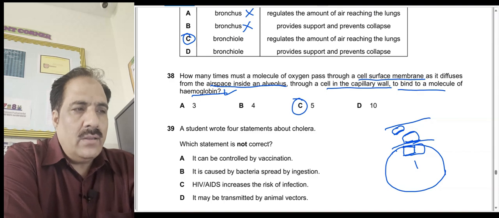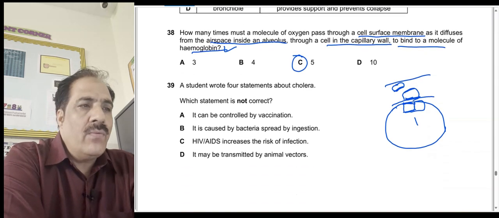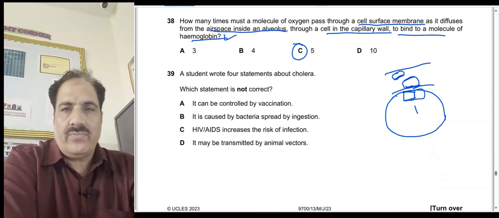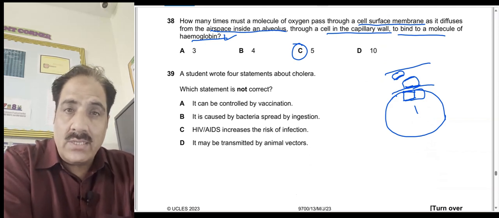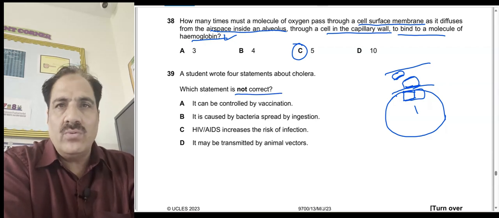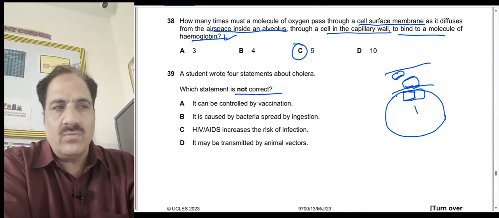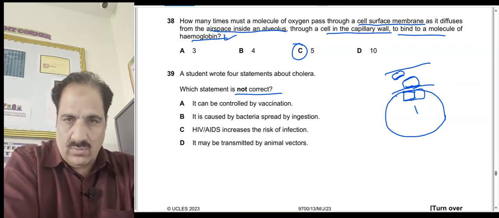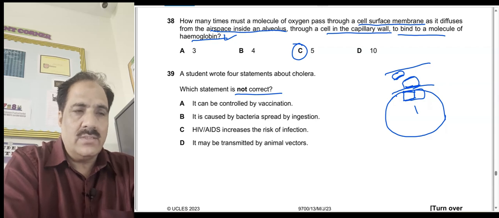Question number 39. A student wrote 4 statements about cholera. Which statement is not correct? In the examination, we must read carefully when they say which statement is not correct. Usually we go with which statement is correct, and we make mistakes. It can be controlled by vaccination. Obviously, cholera is controlled by vaccine. This is the correct statement.